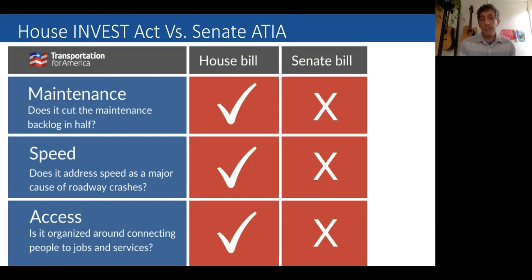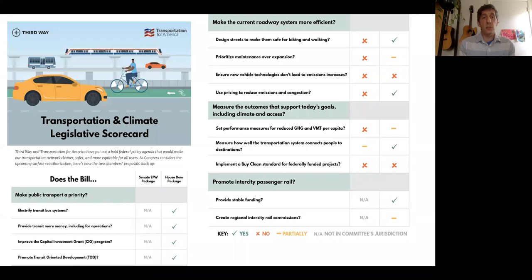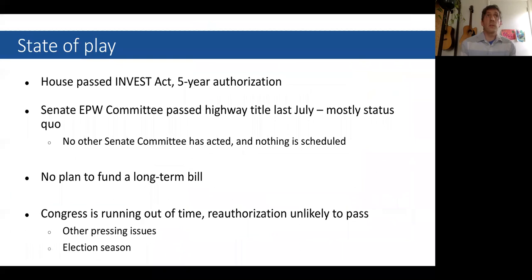Next slide, please. We also did a climate and transportation scorecard in partnership with Third Way. There's a lot here, it may be tough to see on your screen, but the top line is that the House bill on climate meets many of our metrics, whereas the Senate bill does not meet the metrics on climate. Next slide, please. I'm happy to talk more about those two bills and why they're important, but I want to be cognizant of the time.